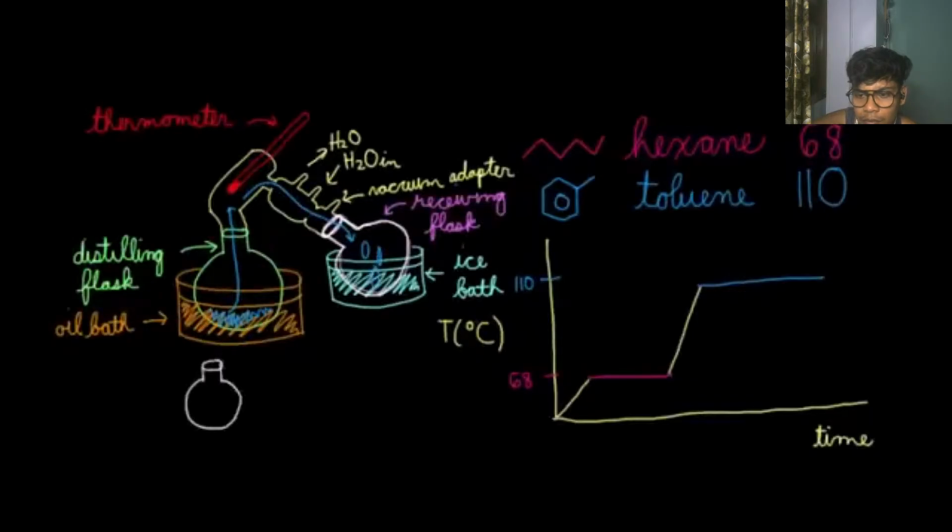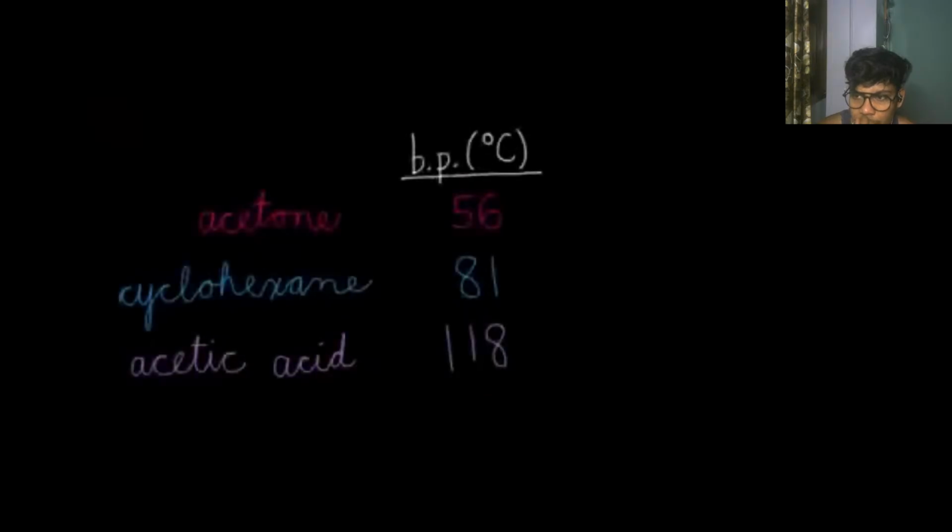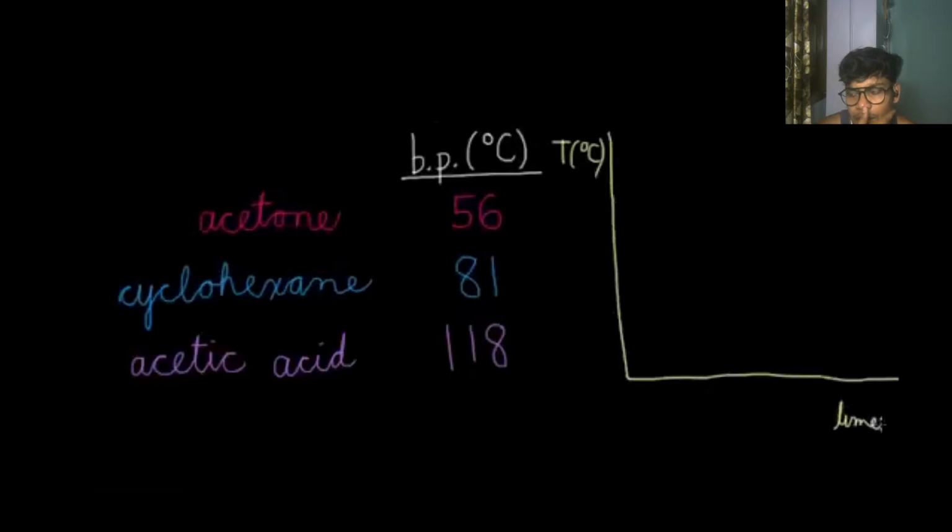In the end, we've successfully collected two separate flasks, one containing toluene and the other containing hexane. As a result, we were able to complete a successful distillation. Now, what if we had a three-component mixture instead? This process works similarly to a two-component mixture. However, you will observe more plateaus in the temperature versus time graph due to additional components. I will draw this graph on the side to illustrate.